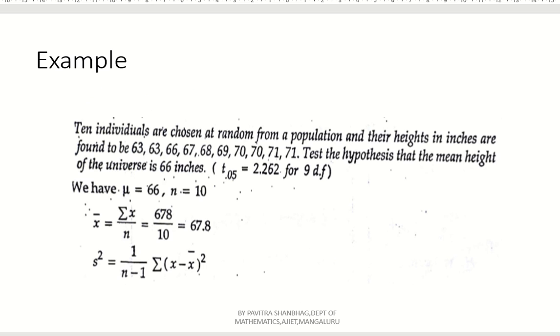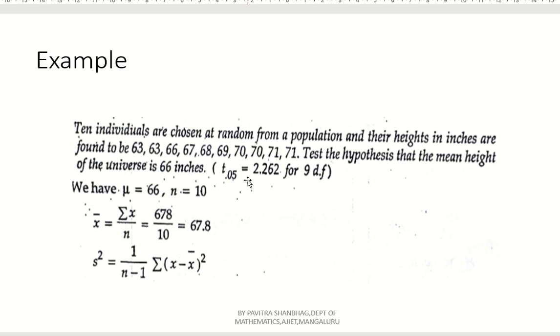Okay. Now 10 individuals are chosen at random from a population, and their heights in inches are found to be 63, 63, 66, 67, 68, 69, 70, 70, 71, 71. Test the hypothesis that the mean height of the universe is 66 inches, and they have given already t 0.05 equal to 2.262 for 9 degrees of freedom. That means 10 individuals means n equal to 10, so degrees of freedom is obviously 9, and its value is already given.